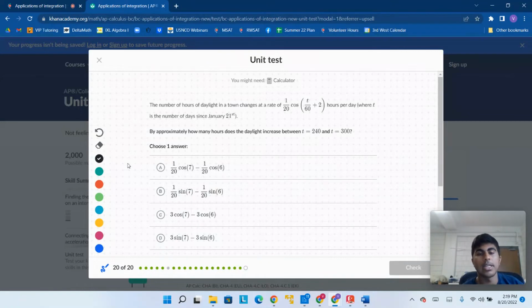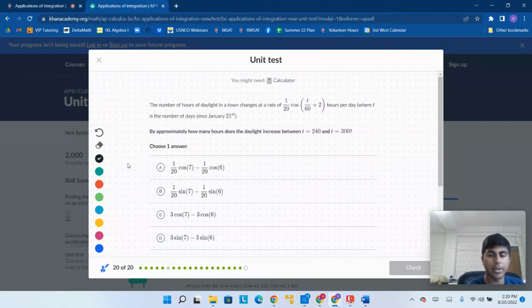The number of hours of daylight in a town changes at a rate of 1 over 20 cosine t over 60 plus 2 hours per day, where t is the number of days since January 1st. By approximately how many hours does the daylight increase between t equals 240 and t equals 300? How much does it increase? Well, we have t equals 300, so we can plug that in and we get 1 over 20 cosine of... well, actually, no. That is the rate. So if I want to find the amount it changes by, then I have to take the antiderivative, which is going to be 3 sine t over 60 plus 2.